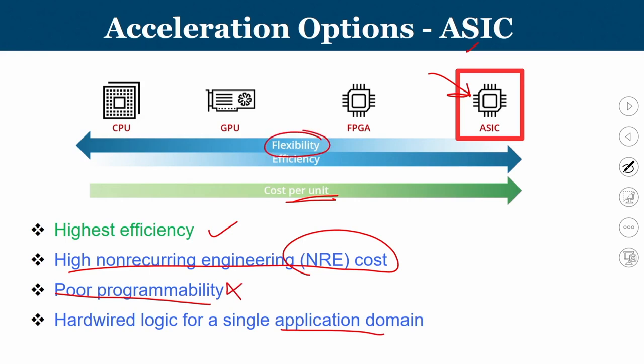Not at all flexible, but let us say it can be an ASIC adder, given inputs A and B, and then you produce C. So, this is used only for an adding operation. Let us say it can be an ASIC for a square root, or an ASIC for security or password generation.